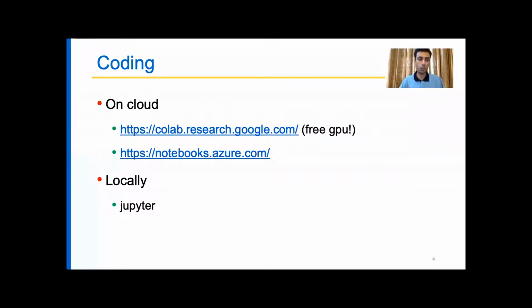Okay, now coming to the coding part, on the cloud. On the cloud, you can use Colab. It's Google's cloud platform. What it does is, you are using your computer, your browser to access it, and the CPU or GPU is running in the back end on the server, and all the computations are done there, and the results are shown on your computer screen or the browser.